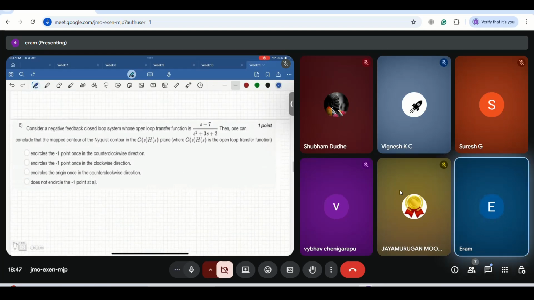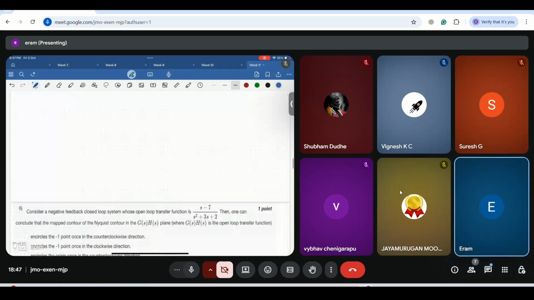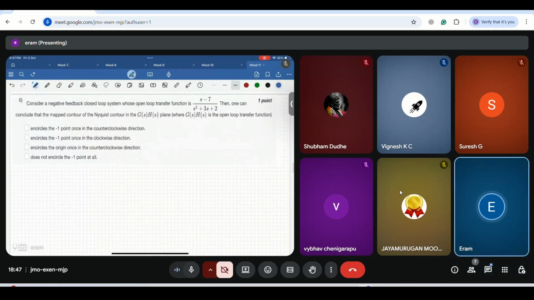Okay. Now a similar type of question, but here you are given the open loop transfer function. You are given a negative feedback closed loop system with open loop transfer function (s minus 7) by (s square plus 3s plus 2). Then one can conclude that the mapped contour of the Nyquist contour in the GSHS plane will be what? So first calculate the open loop poles and closed loop poles at RHP and tell me whether there will be any encirclement or not.